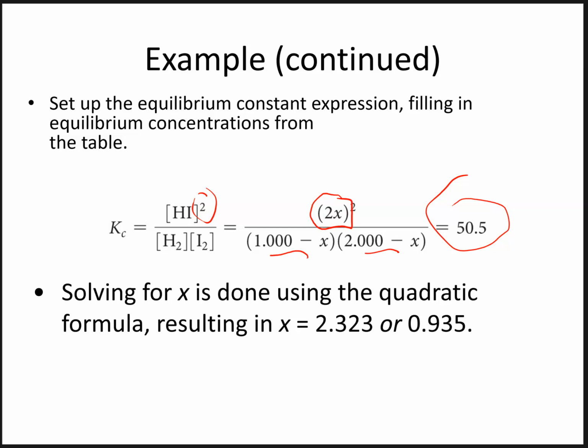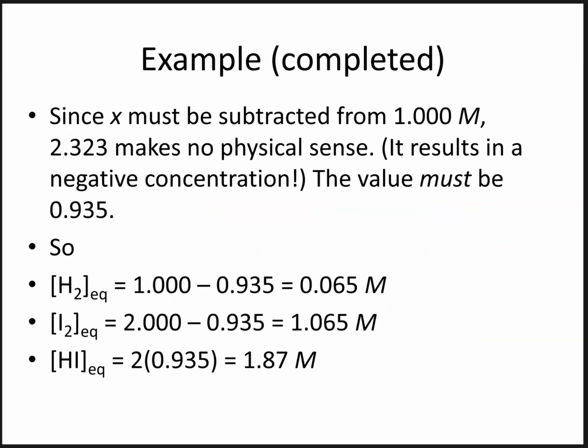And when we do that, because this produces a quadratic, we get two roots. One of them is meaningful and one of them is meaningless. So the two roots mathematically are 2.3 and 0.935. However, when we apply these values to x, we have to remember that we're dealing with a real-world situation, and that if I take 2.32 and plug it into my 1 minus x or my 2 minus x, I'm going to get a negative concentration, and that makes no physical sense. It's impossible to have a negative concentration. So only the root 0.935 works.